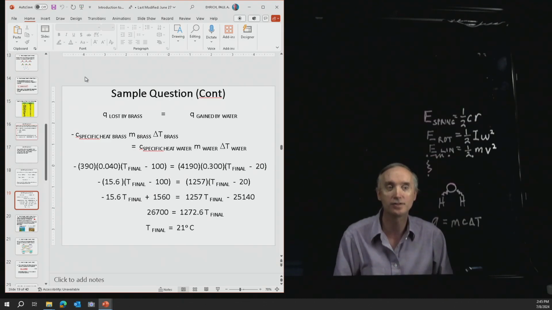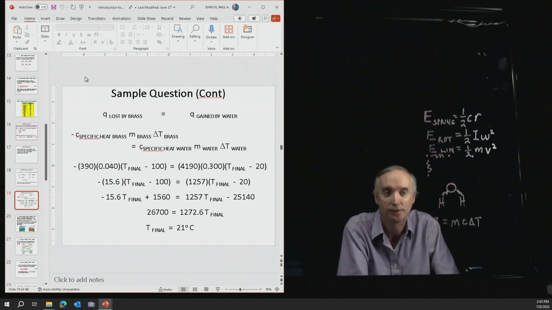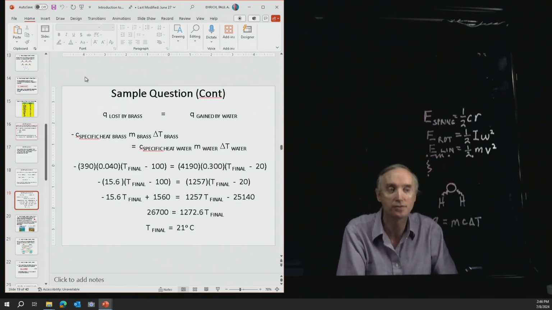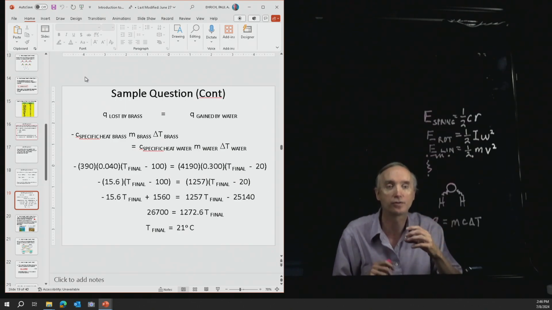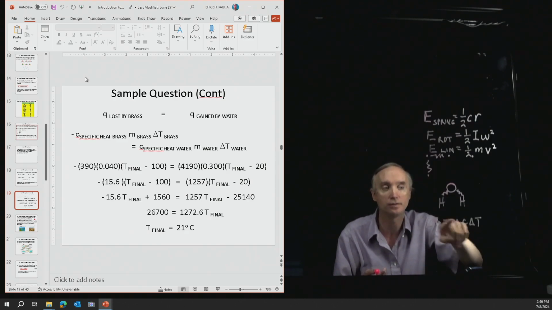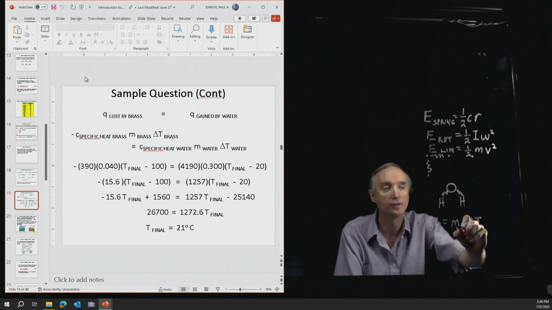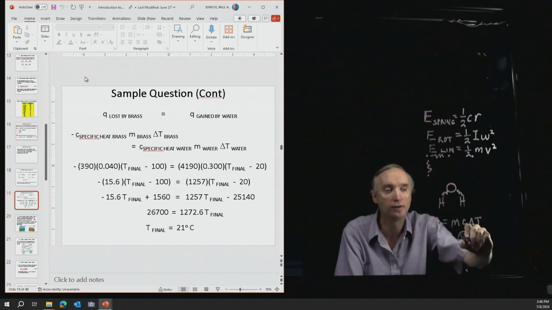So did you notice it started at 20 and it ended up at 21? So the temperature of the water did not change by so much because of the tremendous mass of the water and the high specific heat of the water. So notice that if this is a very, very big number, then this thing over here compensates by being a very small number.